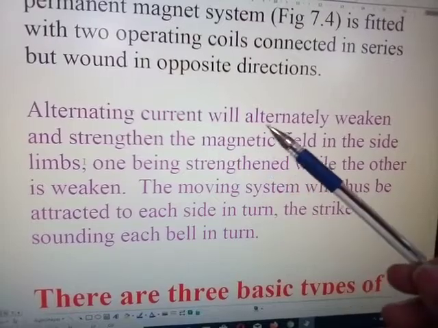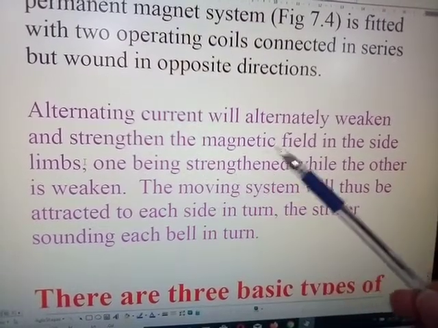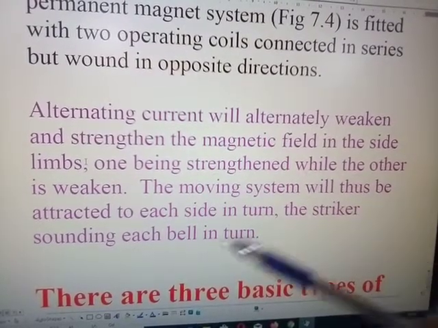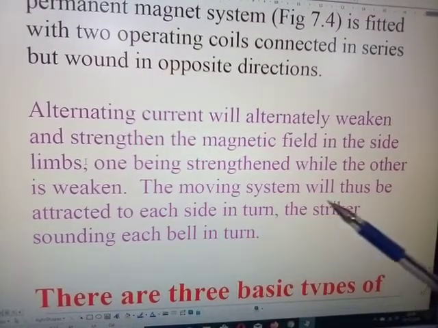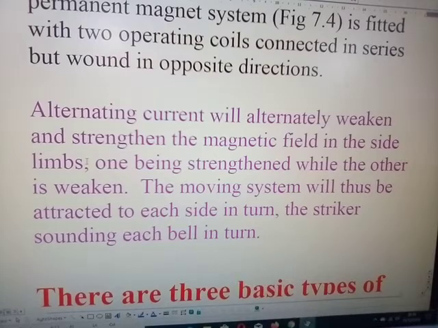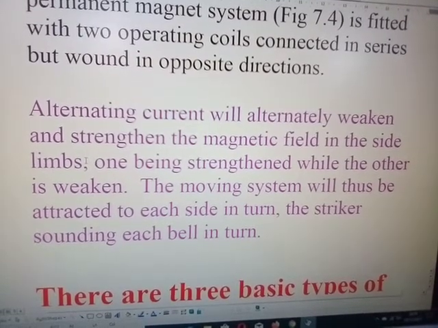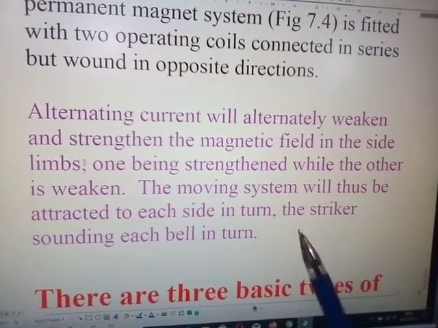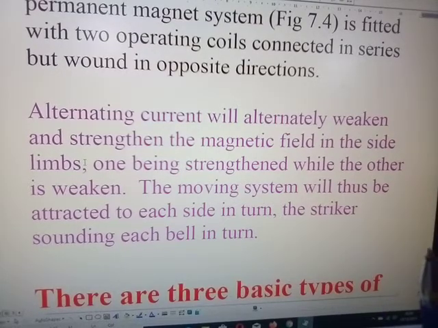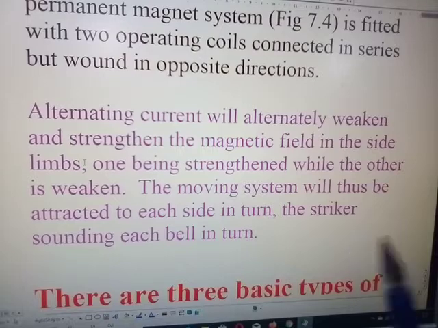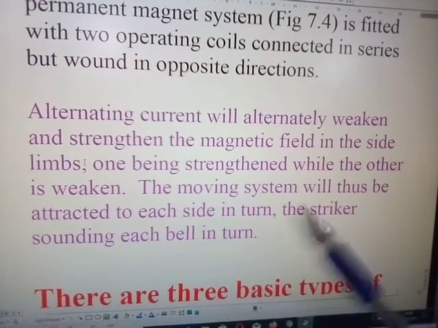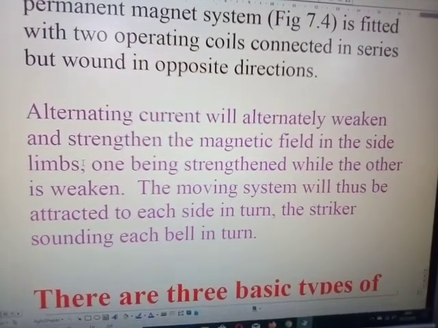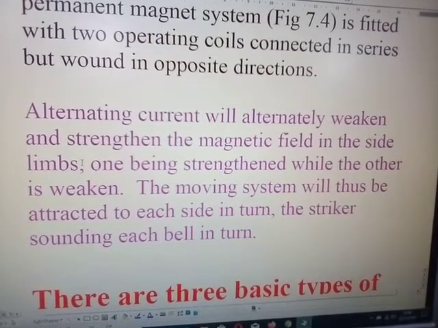Alternating current will alternately weaken and strengthen the magnetic field in the side limbs, one being strengthened while the other is weakened. The moving system will thus be attracted to each side in turn, the striker sounding each bell in turn. So you're almost looking like a hammer action, moving from one side to the other, reliant upon the AC applied voltage, okay? And that comes about because, as you know, AC goes positive to negative, so it operates within that 50 cycles per second frequency.